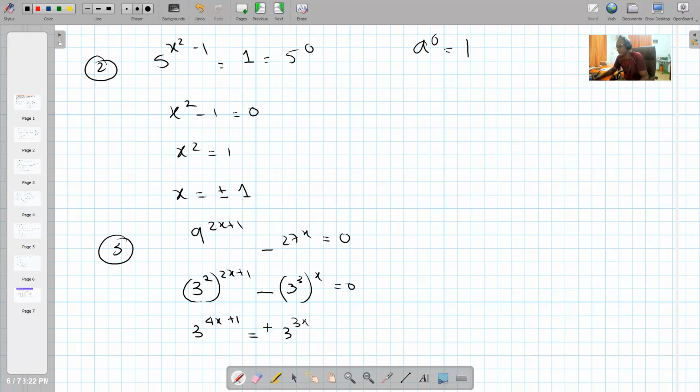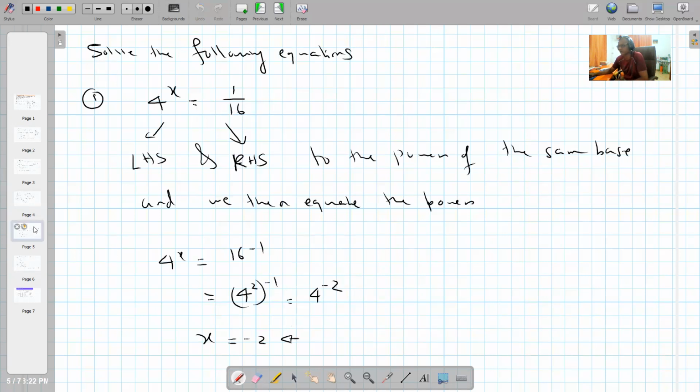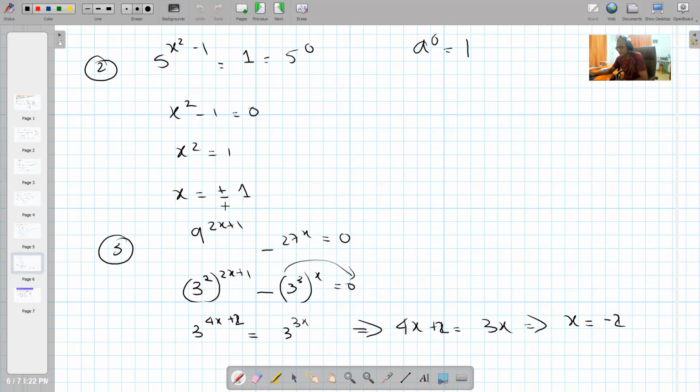We move that over there, sign changes. And there, I had 4x plus 1 is equal to 3x, implying that x is equal to minus 1. Right? No, 4x plus 2, so x is equal to minus 2. OK, we have the three questions there, and 4 to the power of x is equal to 1 over 16. Simple question. This one is also a simple question. The three questions have the same principle.